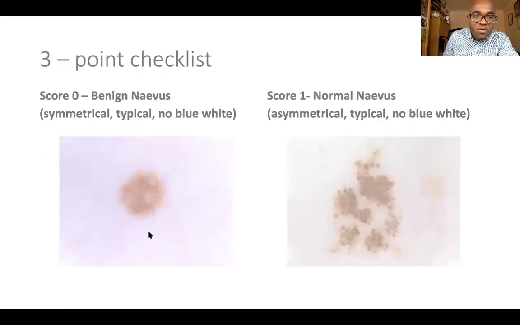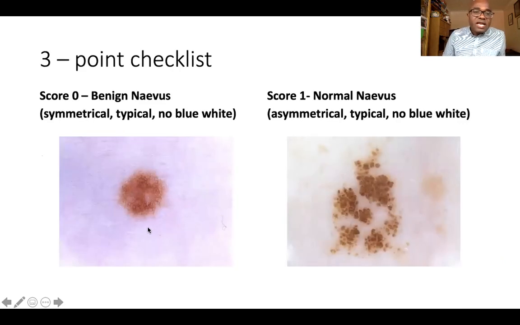This lesion requires excision. Another part of the 3-point checklist is also a benign nevus here. So here you have the benign nevus. Score is 0. Symmetrical shape, typical network, no blue-white structures. Using the 3-point checklist you record on your Ardens, you score 0.